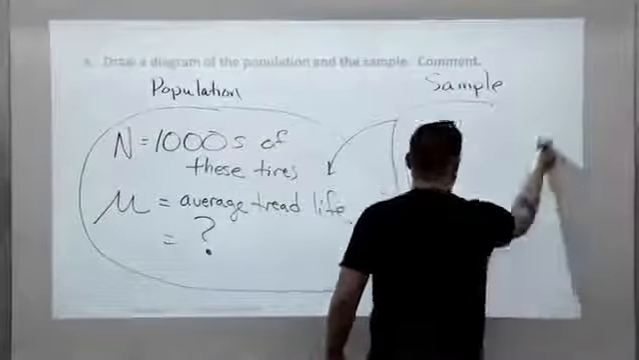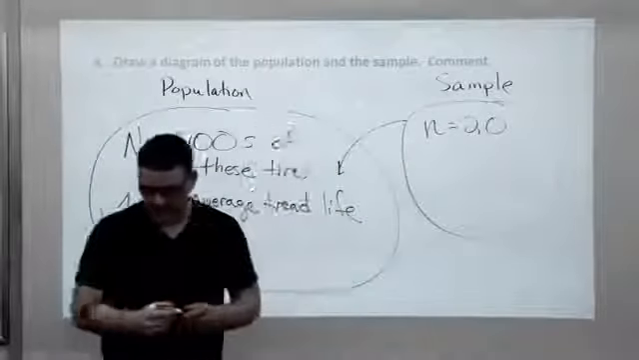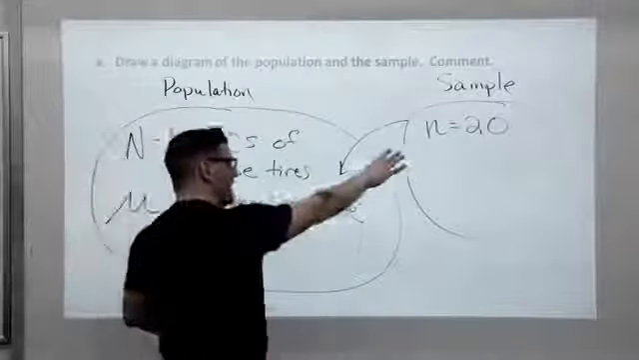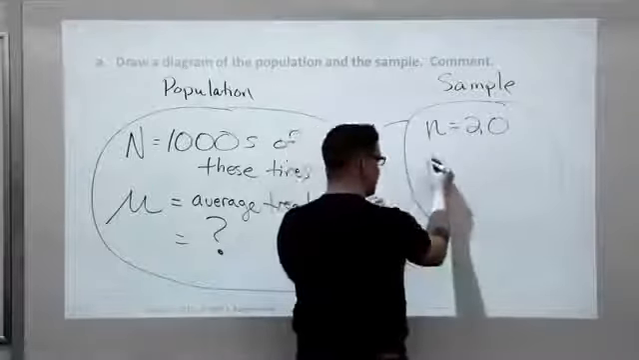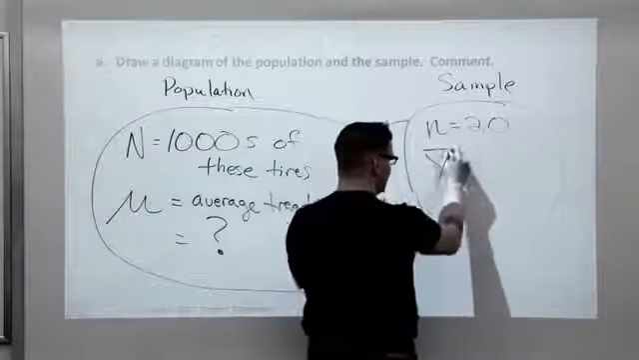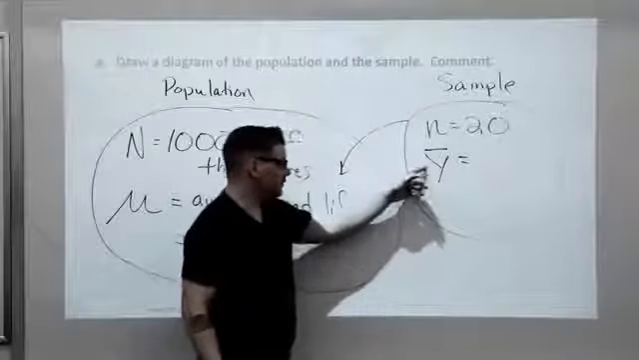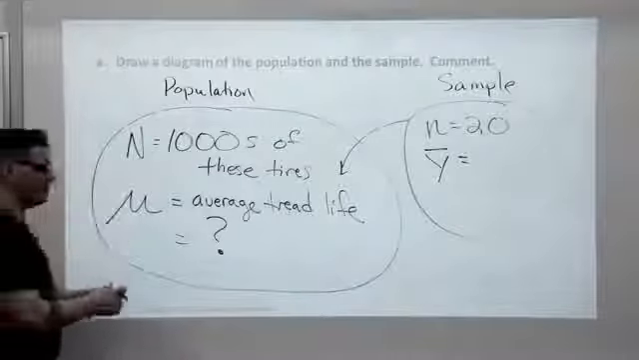Now, the budget says we've got enough money and time to look at 20 tires. So lowercase n is going to be 20. Once I have those 20 tires, what are we going to do? We're going to run them on our testing equipment, and I will calculate the mean. For a sample, the symbol's y bar. Remember these from a little bit ago? Sample mean y bar, population mean would be mu.